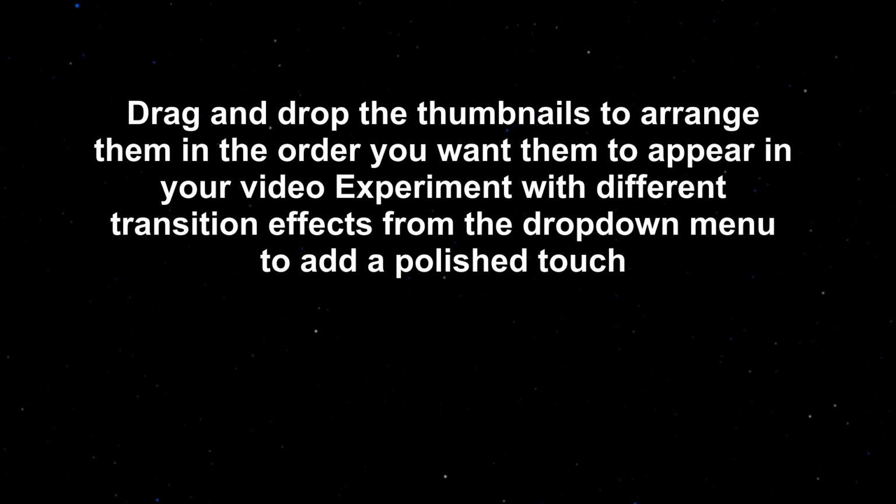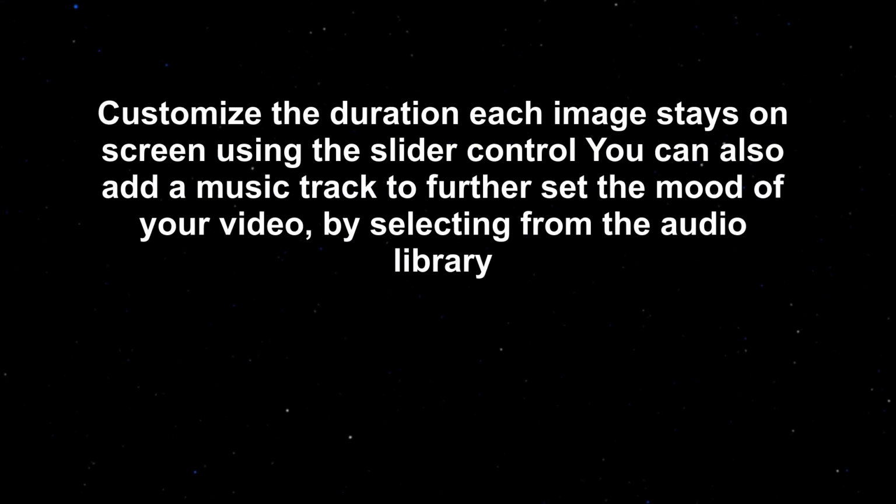Experiment with different transition effects from the drop-down menu to add a polished touch. Customize the duration each image stays on screen. Using the slider control, you can also add a music track to further set the mood of your video by selecting from the audio library. Once you're happy with your arrangement, transitions, and music, click the Generate Video button.